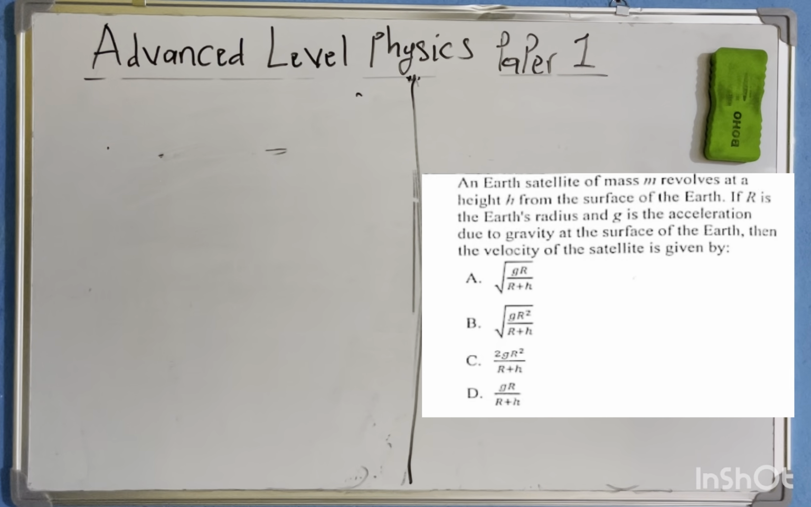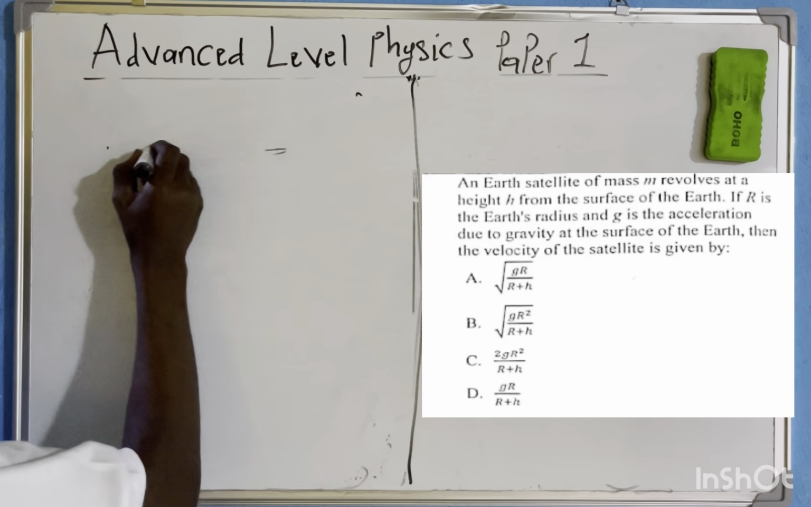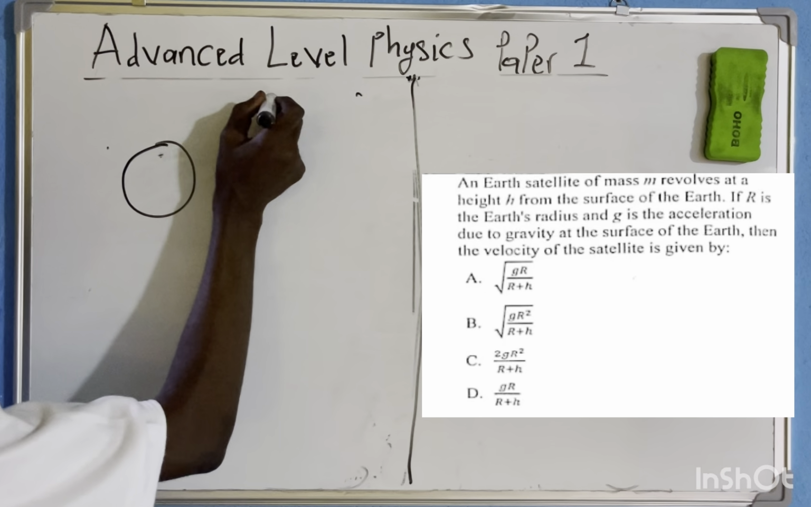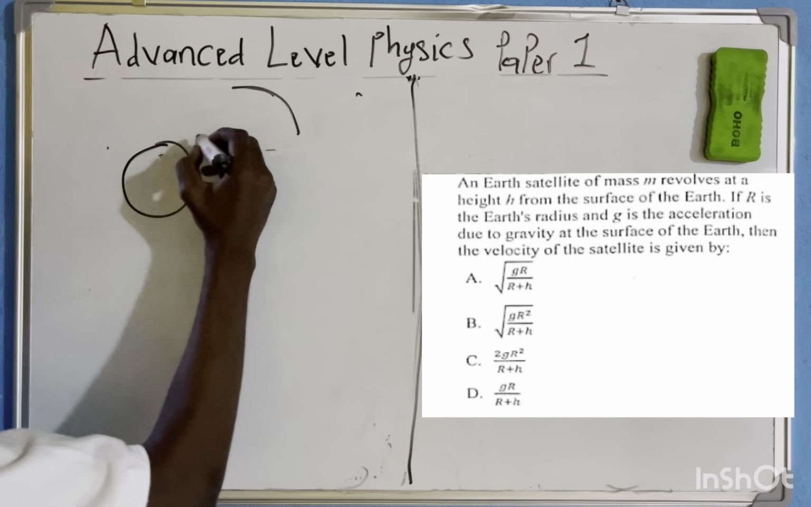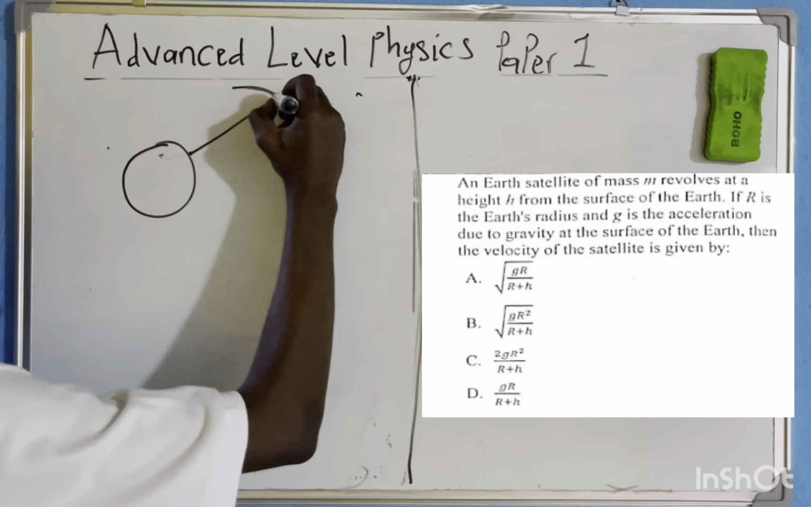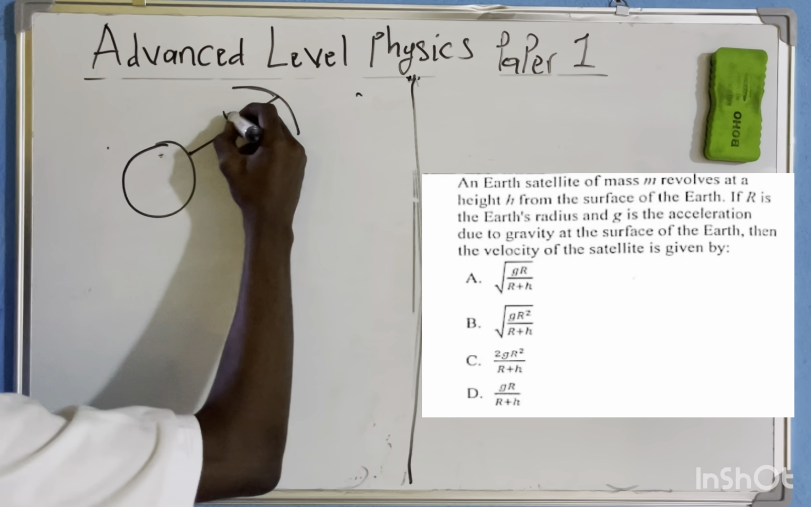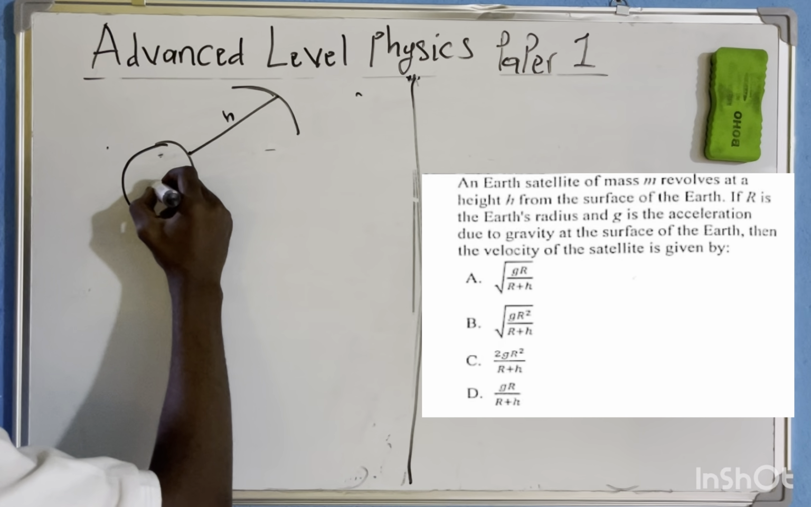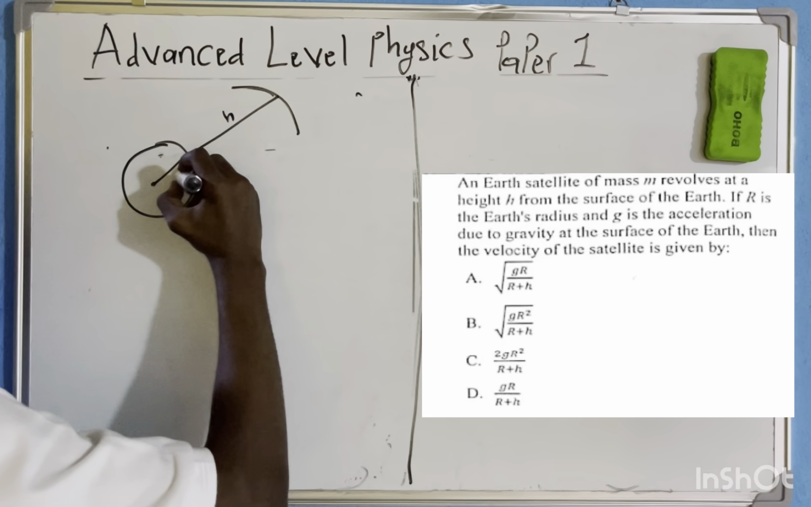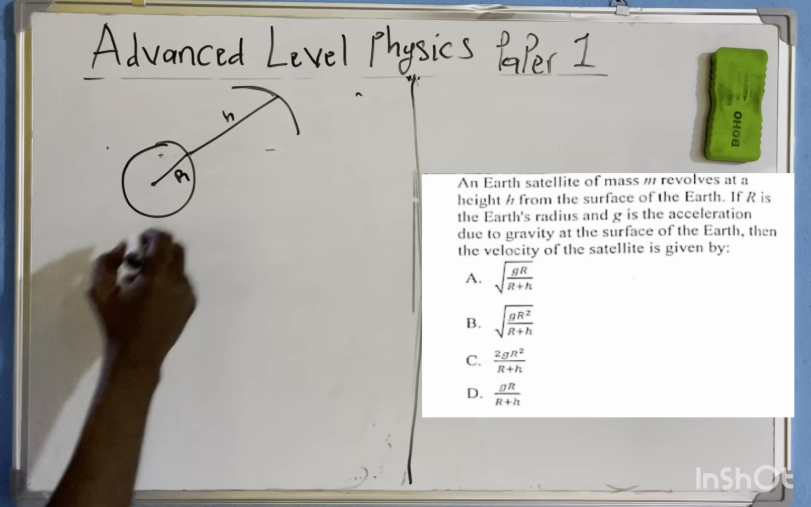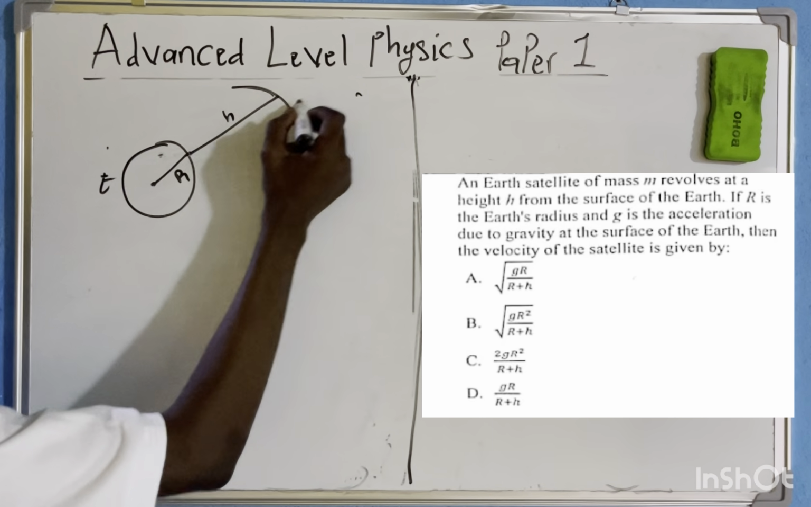Now, for the next question, we're having an Earth satellite of mass m revolving at a height h from the surface of the Earth. It means that we are having the Earth, and a satellite which is revolving here like this. It is revolving at h from the surface of the Earth, not from the center. And we all know that the distance from the center to the surface of the Earth is the radius of the Earth. This is the Earth satellite.